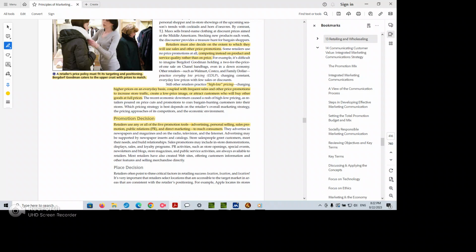So they advertise in newspapers and magazines and on radio, television, and even on the internet. Advertising may be supported by newspaper inserts, catalogs, and so on. In the store, salespeople can greet customers, meet their needs, and build relationships. Sales promotions may include in-store demonstrations, displays, sales, and loyalty programs. PR activities include store openings, special events, newsletters, blogs, and other store magazines. Public service activities are also available to retailers.